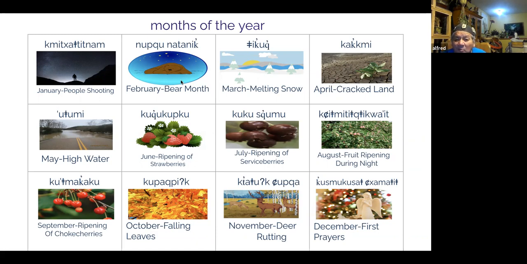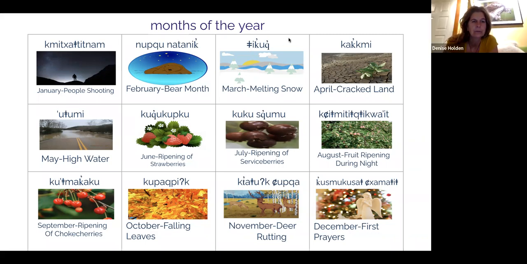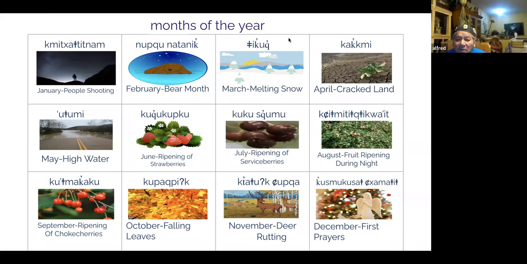So who remembers why it's called Bear Month, the month of February? Bear cubs are born. Yeah, the cubs are born in that month. And then March is fairly easy, melting snow. Now, April, had anybody realized that the ground cracks up? Like when you look at the ground, you'll see it's got cracks.